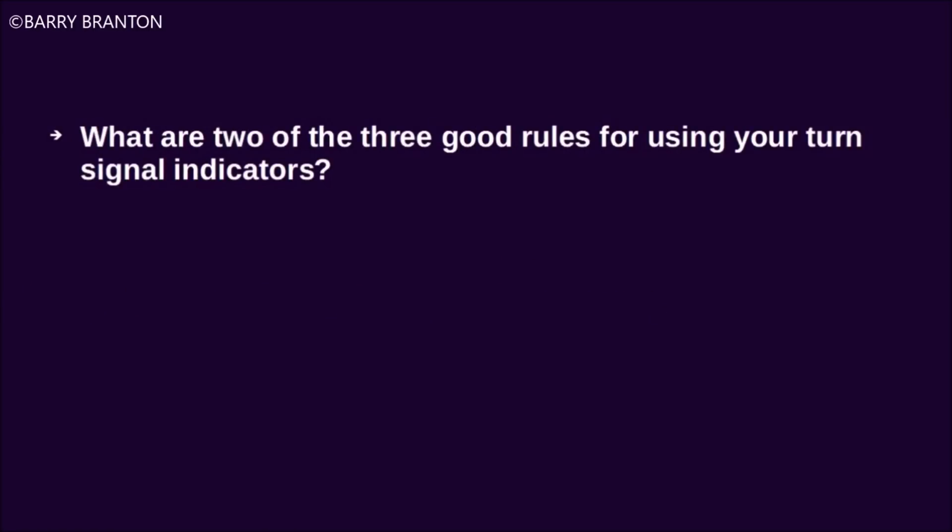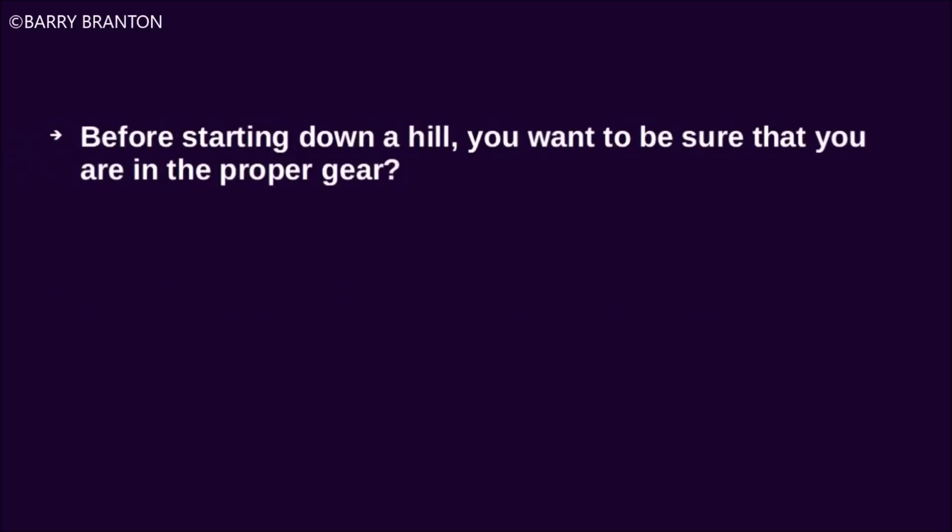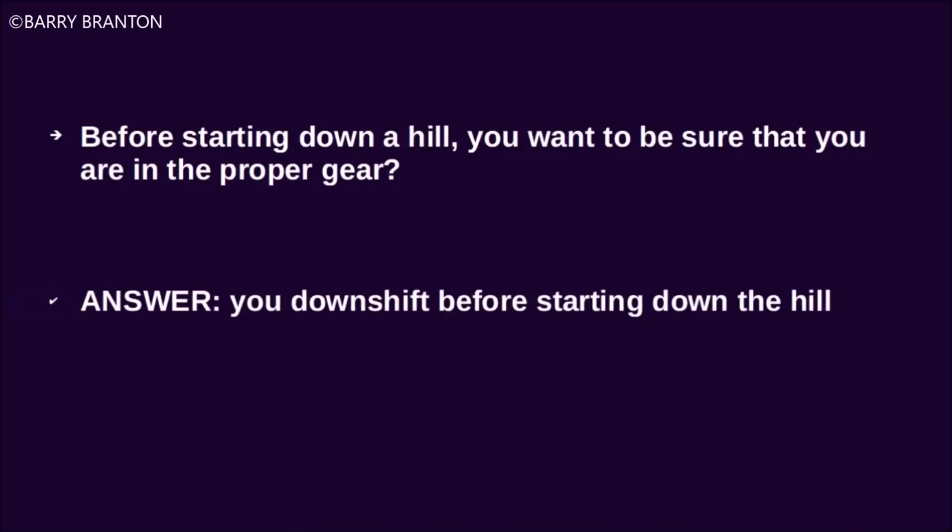What are 2 of 3 good rules for using turn signal indicators? Signal early and signal continuously. Before starting down a hill, you want to make sure that you are in the proper gear. You downshift before starting down the hill.